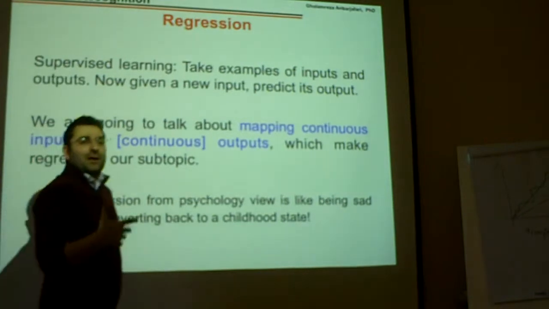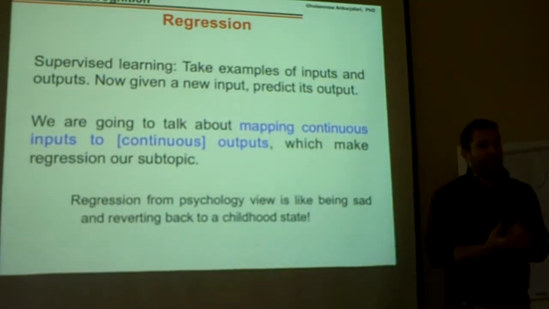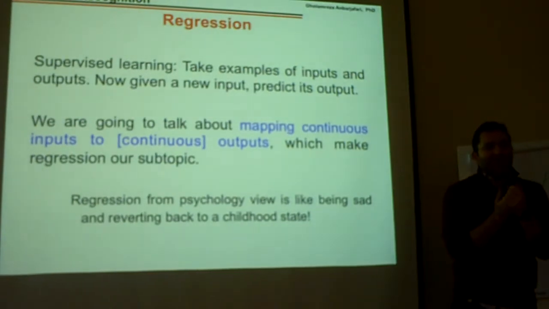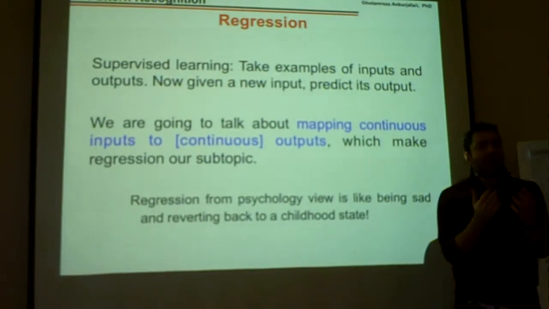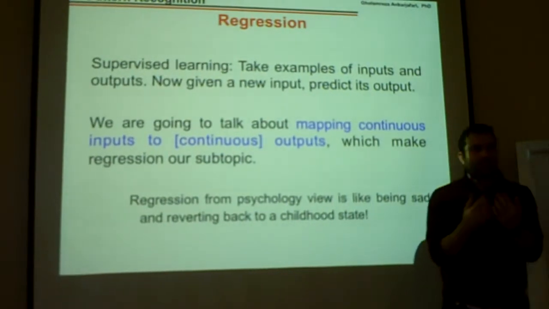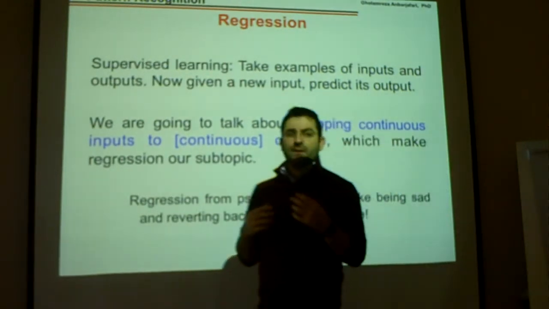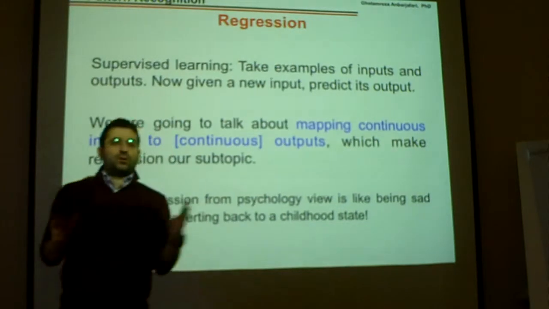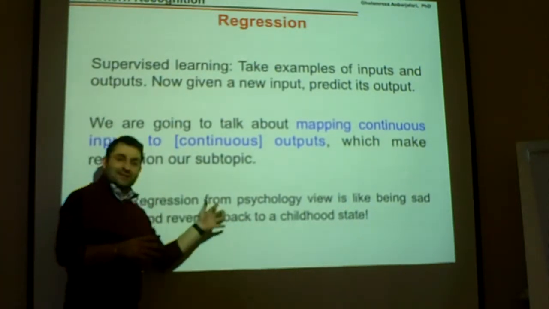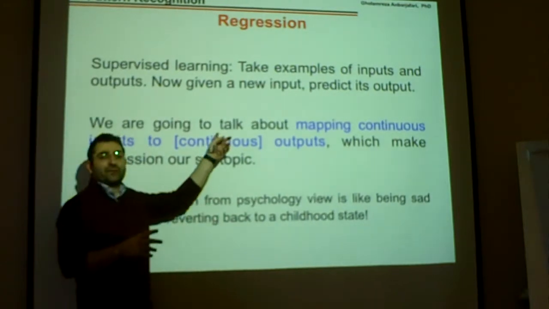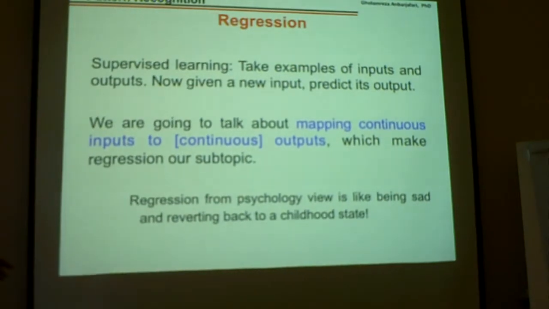In general, when we say regression, from a psychological point of view, it's like this: I am very sad, right? And I start to sit in a corner, and I get back to my childhood. So this is called regression. Now I want to do an example to show why this true meaning of regression is related to the regression that we have here.